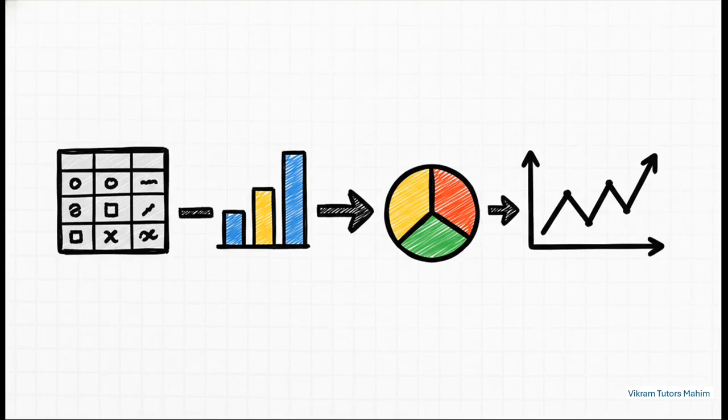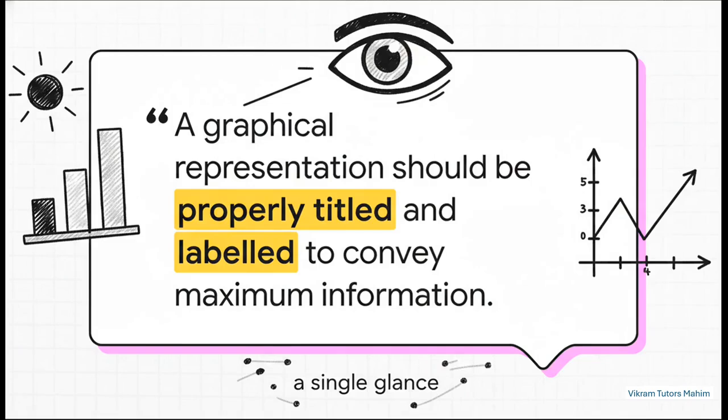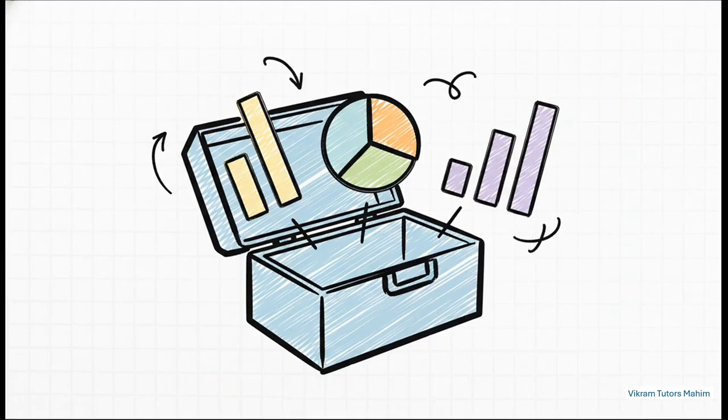All right, our data's all organized. Now for the really cool part. Let's make it visual. You know, a good graph tells a clear story with just a glance. It needs to be titled and labeled right. Let's quickly look at 3 common types of graphs. Each one is a different tool for the job.